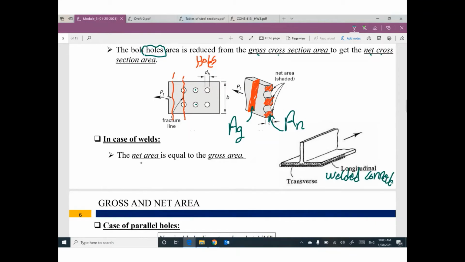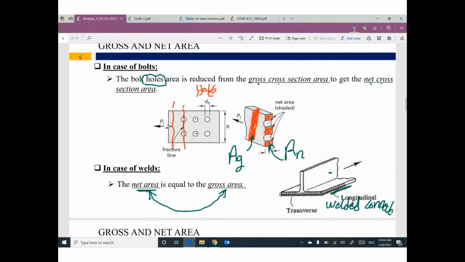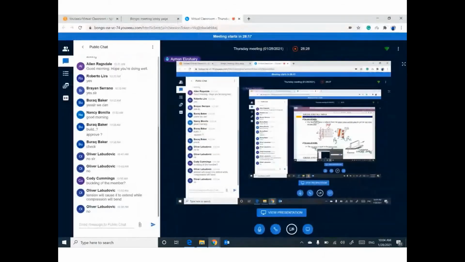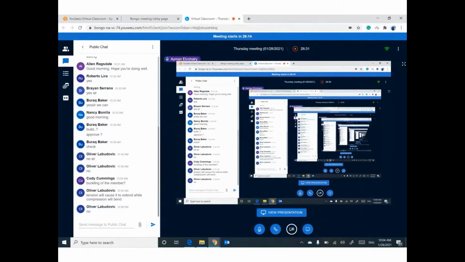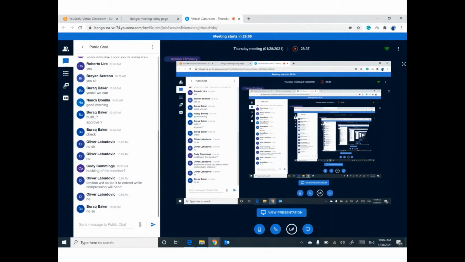If you are connecting this member to this gusset plate by welding, do you think we have holes? Do you think we have holes in the member? No. If you would like to weld, we don't need any holes. So the net area will be the same as the gross area. Any question for this point, guys? That makes sense?